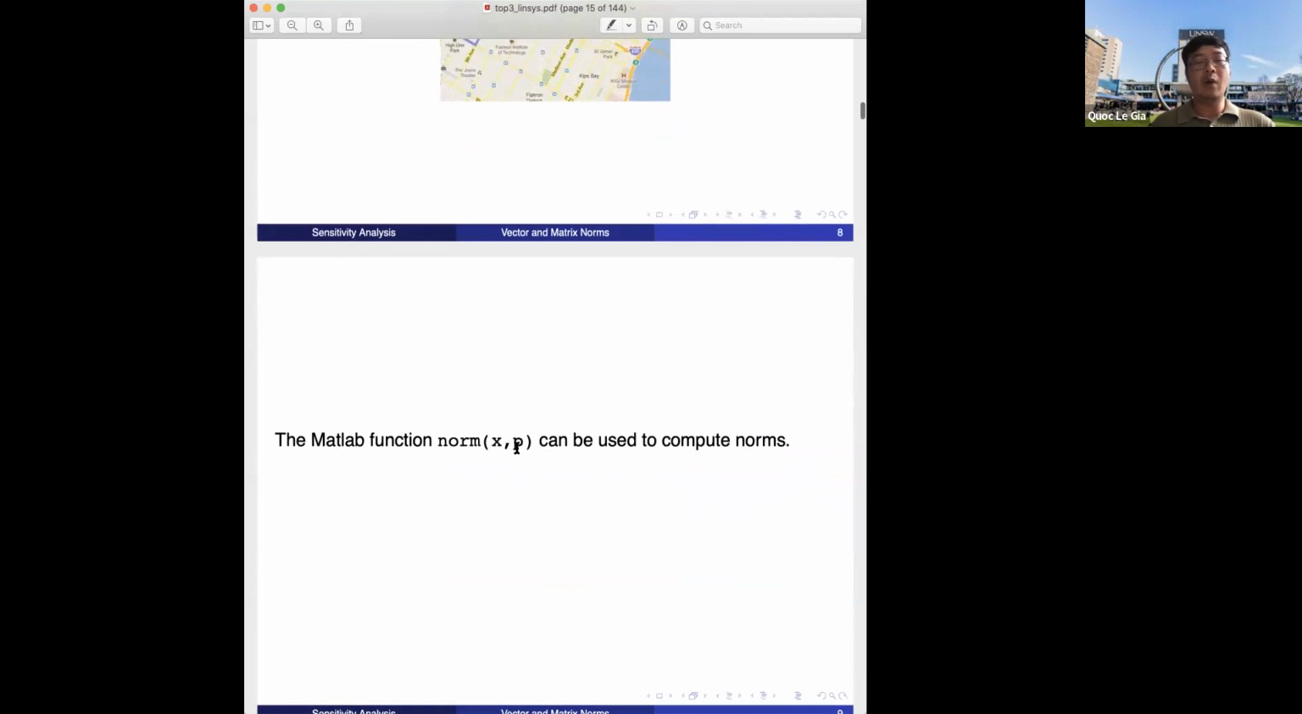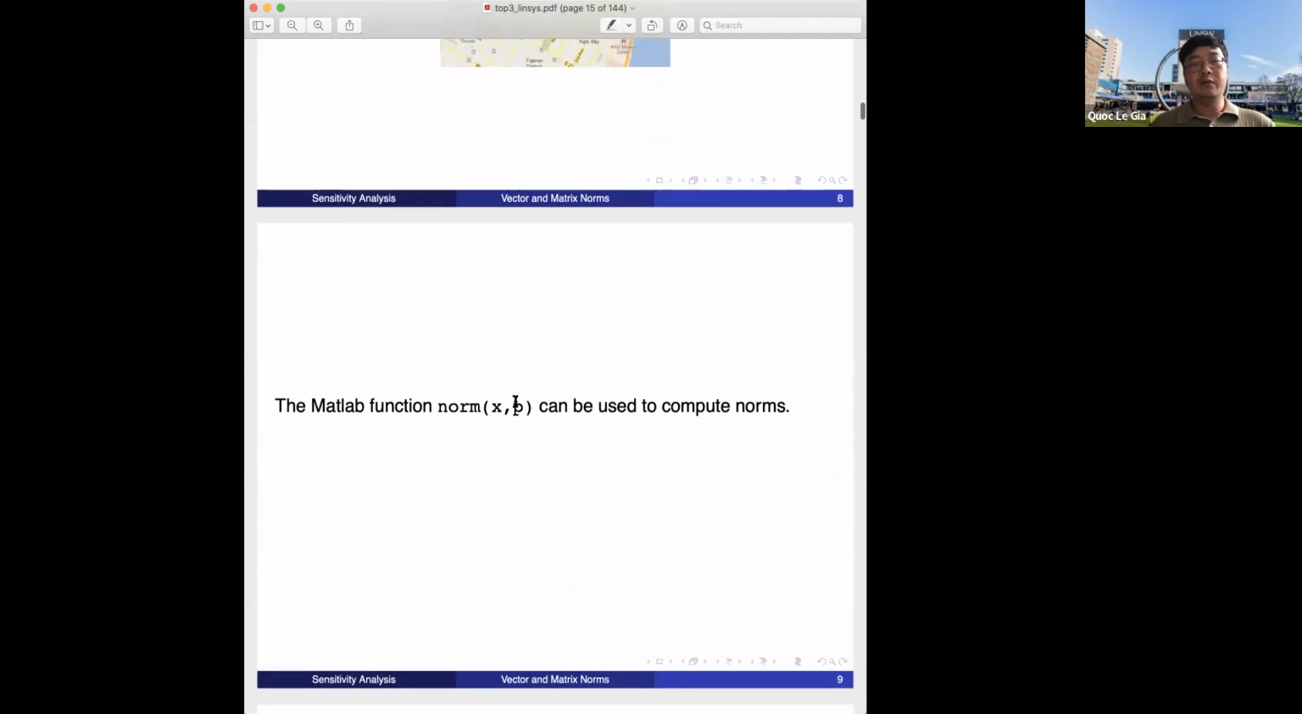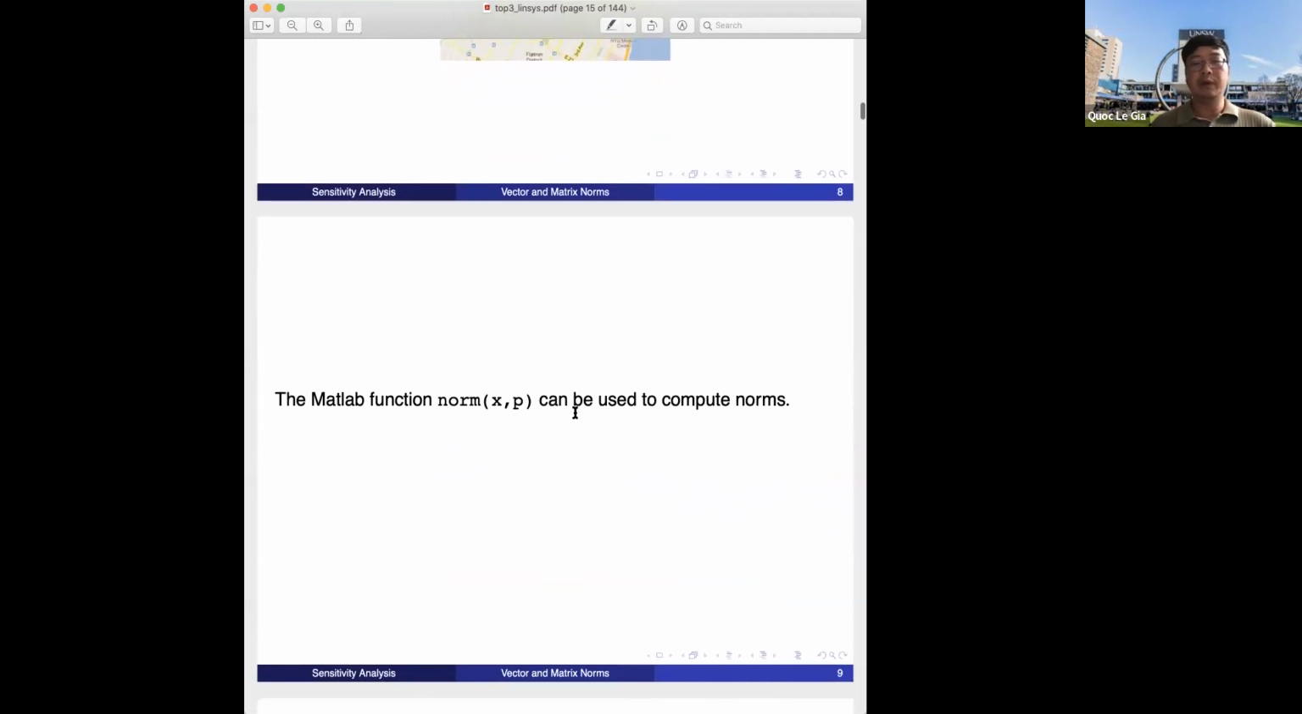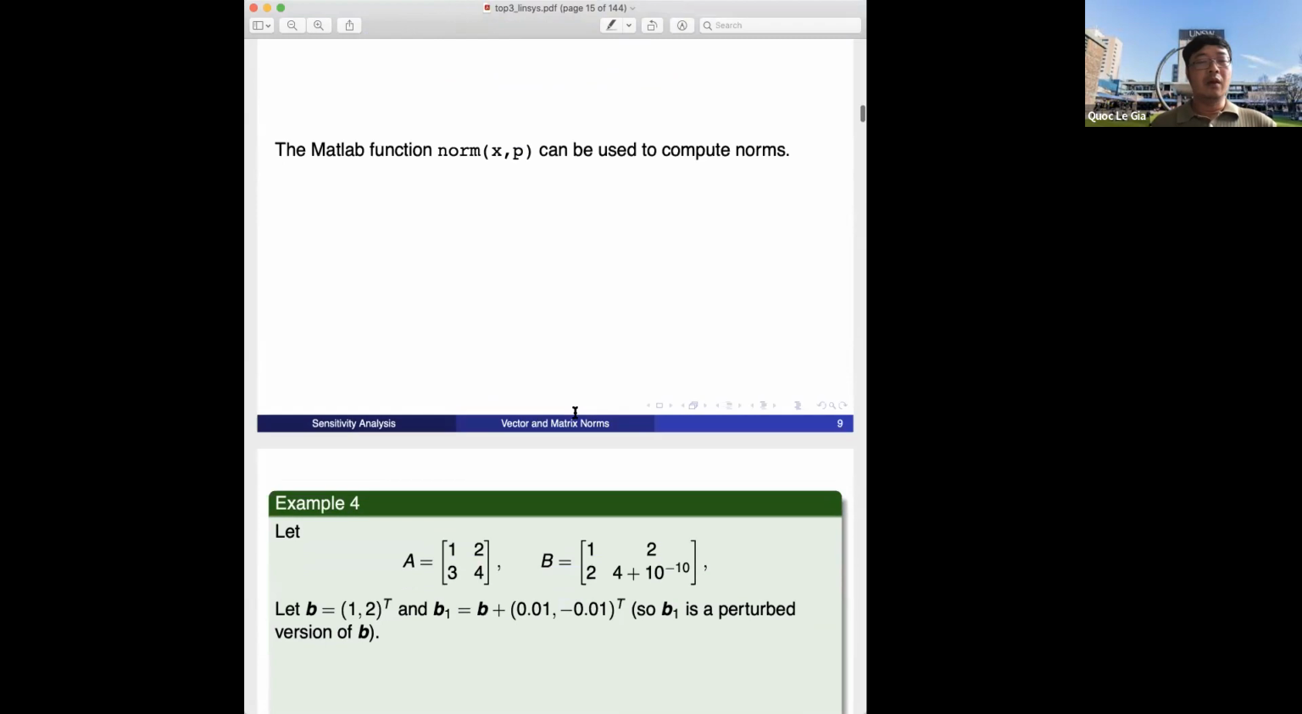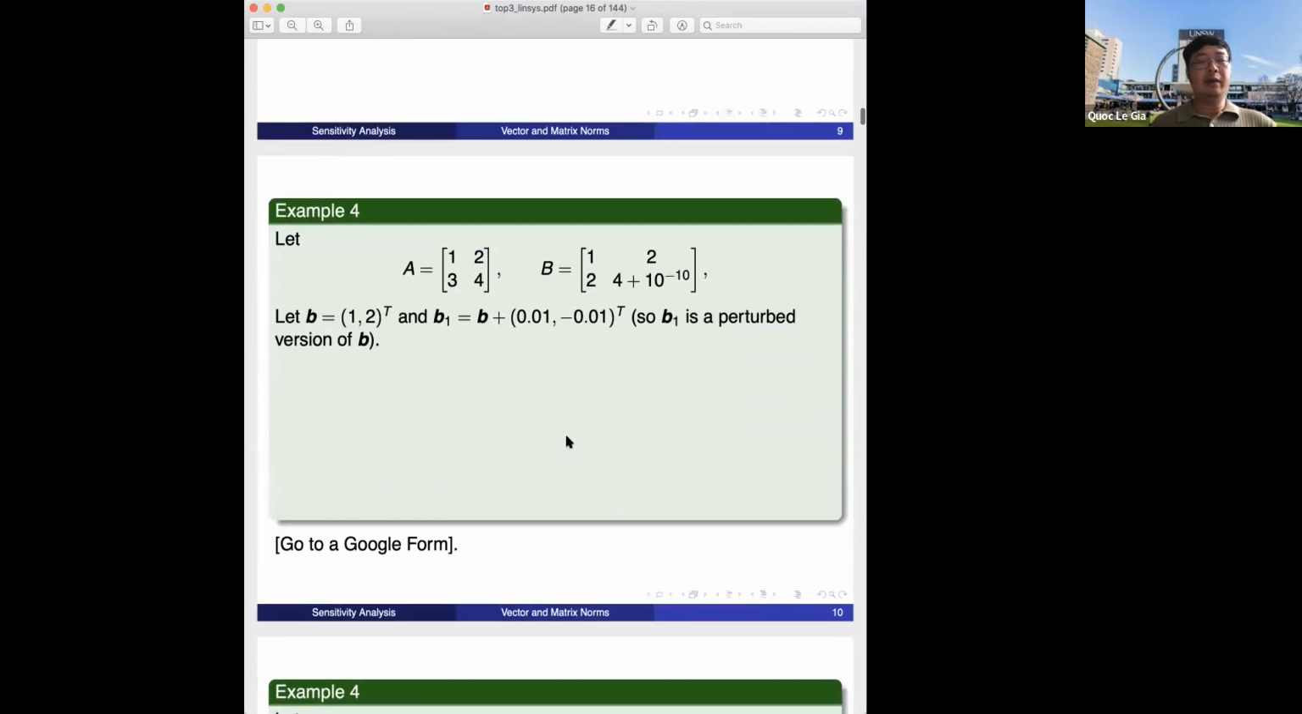Then if you put p is 1, it gives you the 1 norm. Put infinity, it gives you the infinity norm. Okay, so now we go back to the example.